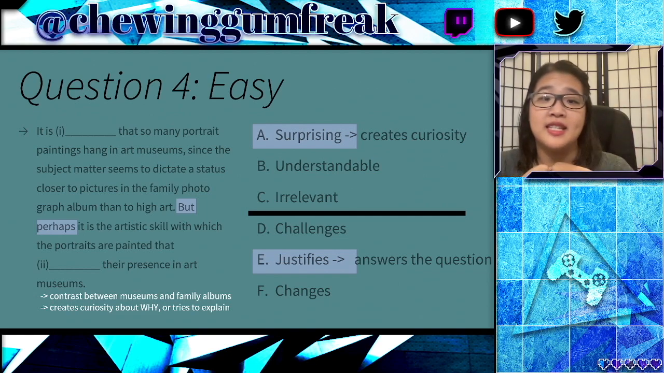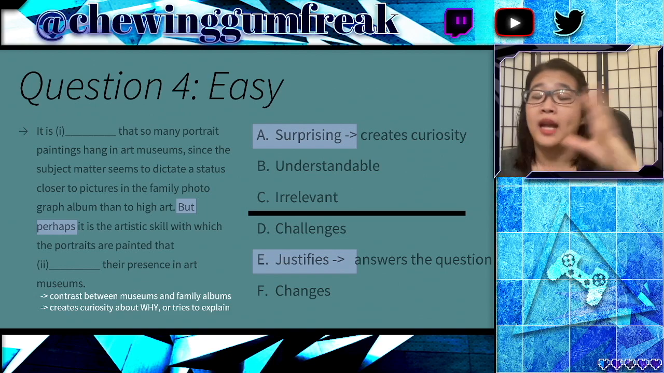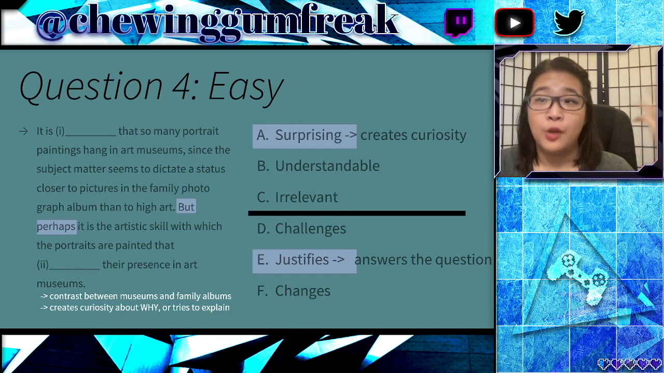The first sentence is saying, why are these portraits in art museums if their status is closer to just random pictures that people would take? Well, the second sentence says, the reasoning is probably the artistic skill that is shown in actually painting the portraits. Going back and reading also helps you make sure that your answer choices are correct.